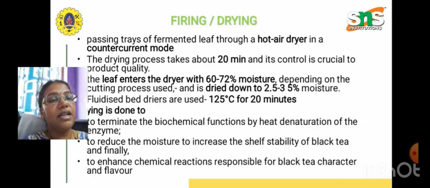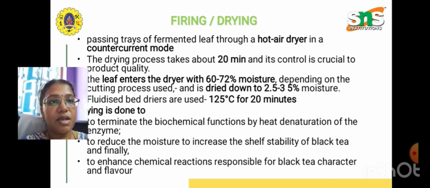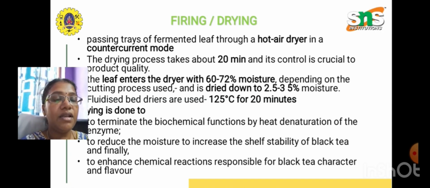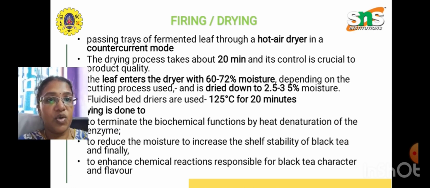Then the frying and drying process. From the term itself we can understand that it is done to reduce the moisture content. The drying process takes nearly 20 minutes, and its control is crucial to product quality. The leaf enters the dryer with 60 to 70% moisture, depending upon the cutting process used. Fluidized bed dryers are mainly adopted for drying. This takes place at a temperature of 125 degrees Celsius for 20 minutes.